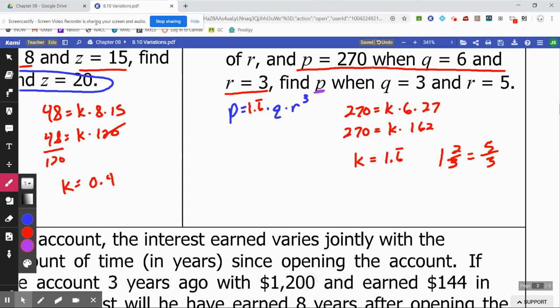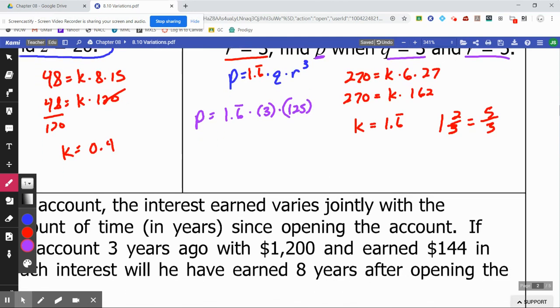Find P. So we're going to leave our P. We're going to leave our 1.6 repeating when Q is 3. So we're going to plug in 3 for Q. We're going to plug in 5 for R, and I'm going to go ahead and cube that, so 125. So we're simply doing 3 times 125 times 1.6 repeating.